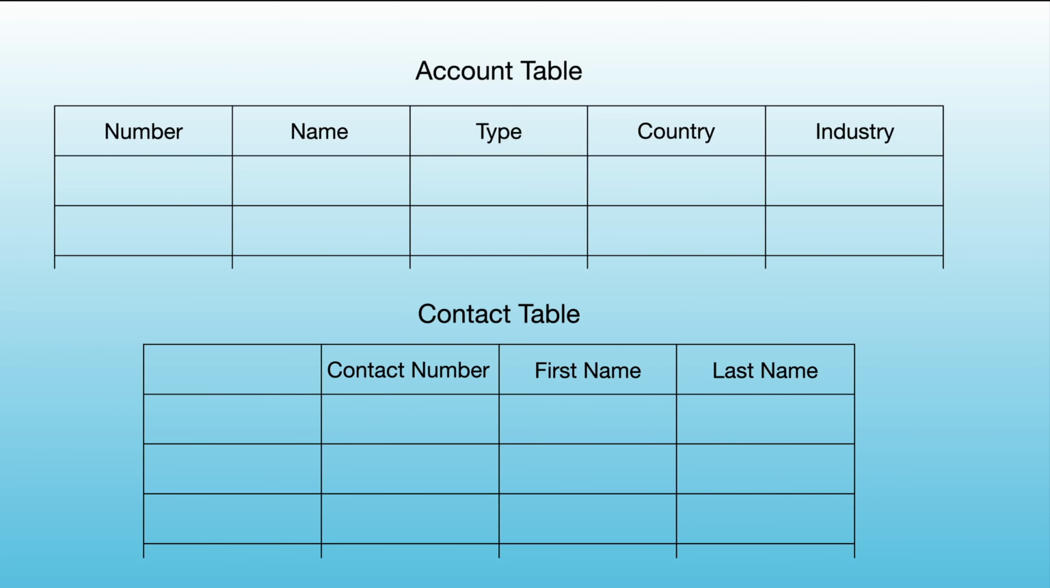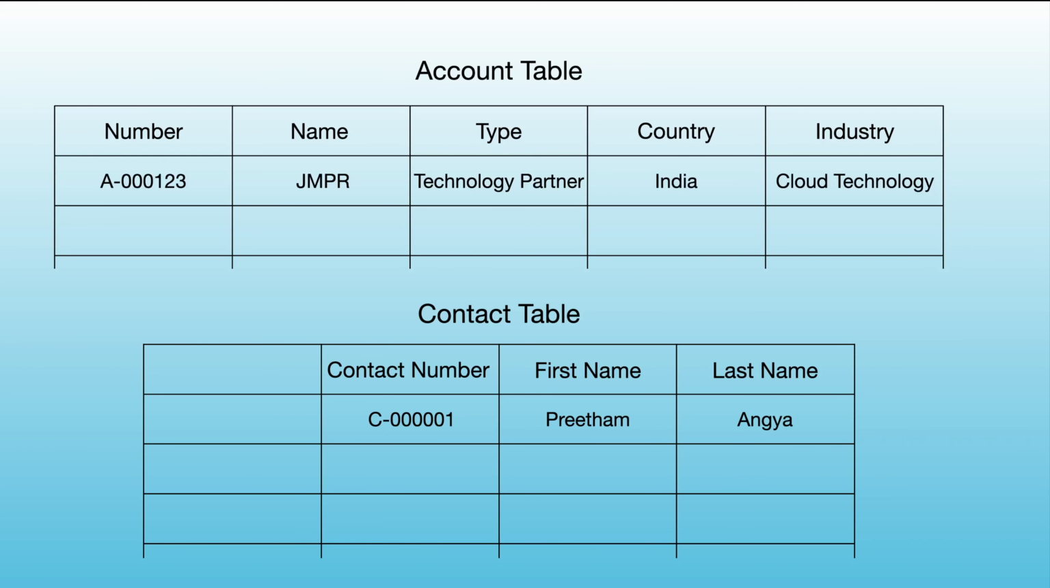Let's assume when he reached out to me to be his consultant, he stored my details in these two tables. How to identify that I belong to JMPR account? We can use a primary key field to identify. Here let's say it has account number.